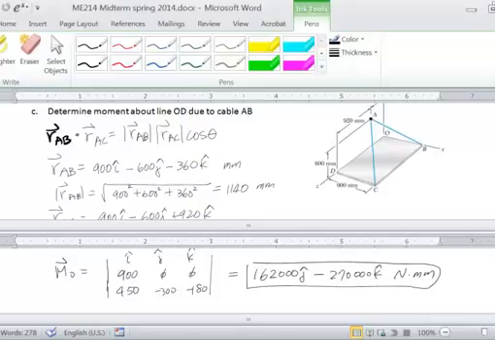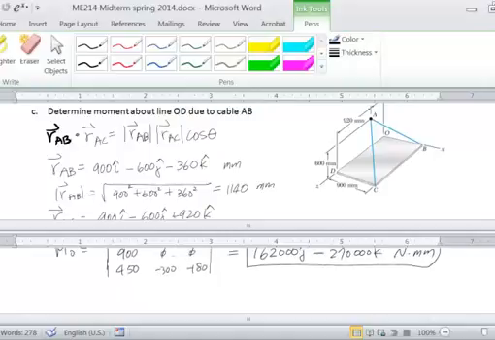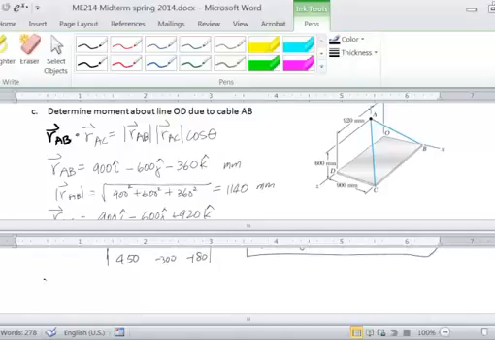Now, part C, I wanted to give the points away. Apparently you couldn't. A lot of you took the long route. But at least you recognize that it's supposed to be a triple product, right? The moment about line OD is the unit vector dotted with R cross F. Which F are we talking about? Tension AB. Which R are we looking at? OB.